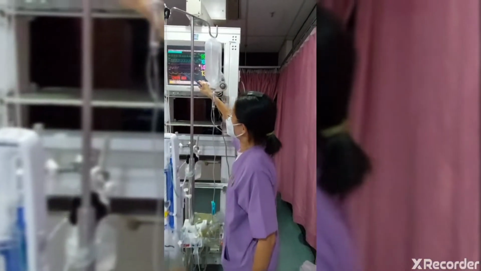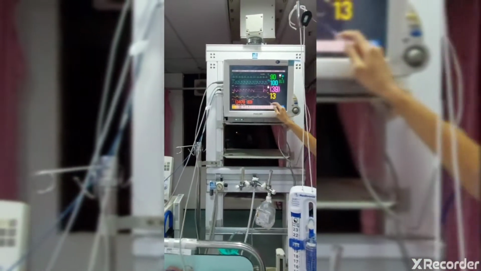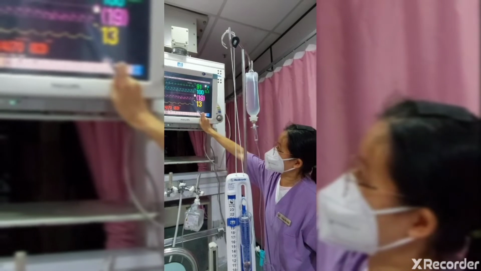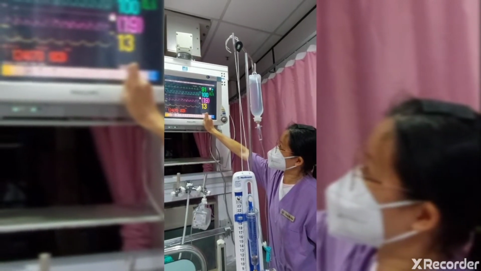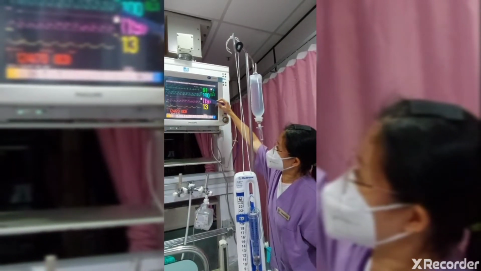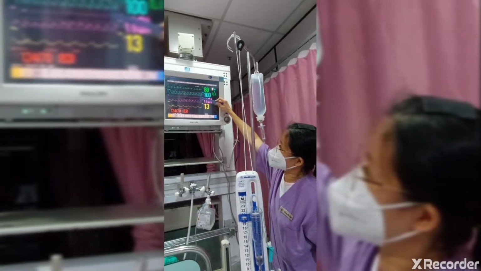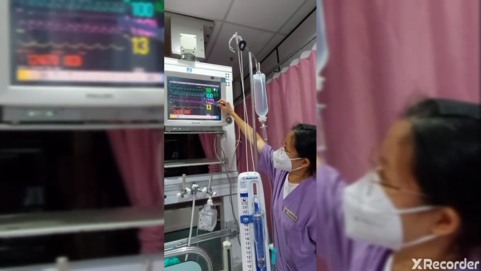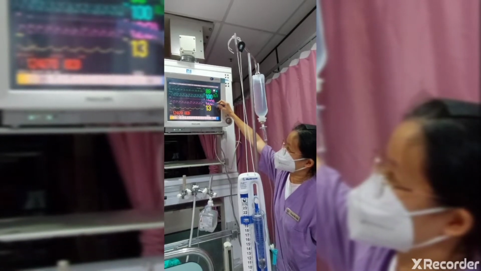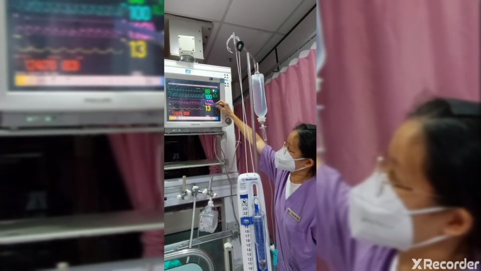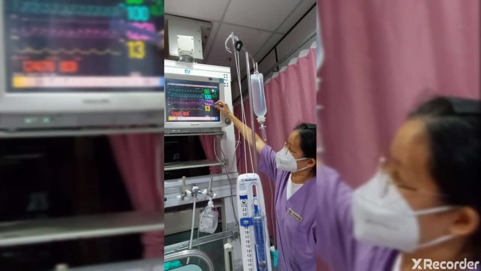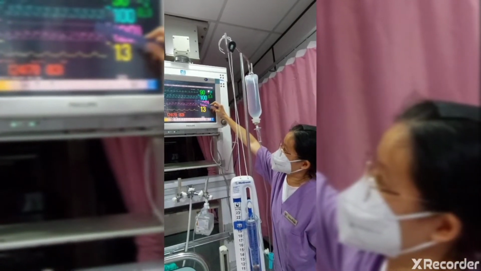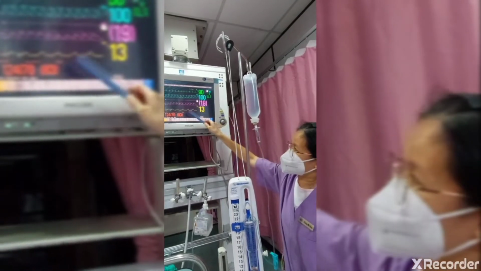As you can see, this is the normal waveform of the ICP. It contains three waveforms, P1, P2, and then P3. The highest one is P1, the second one is P2, then P3. P2 cannot be higher than P1. If P2 is higher than P1, that means intracranial hypertension. So the highest point should be P1. So this is the correct waveform of the ICP.